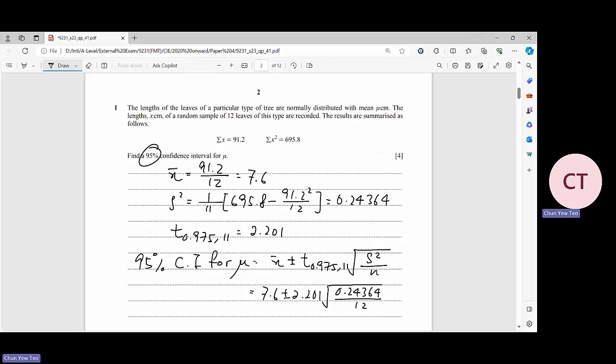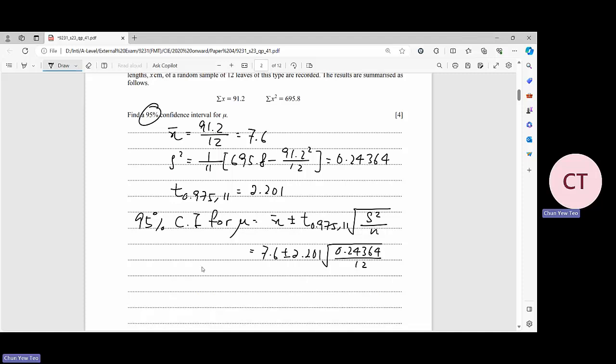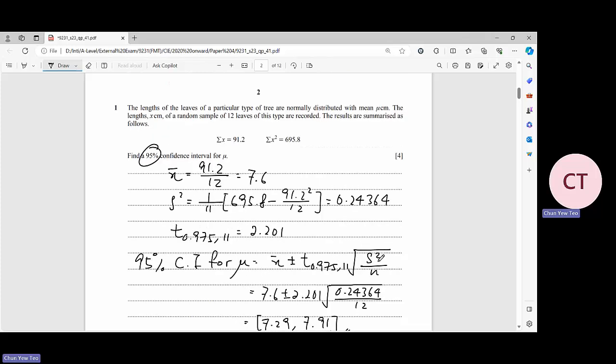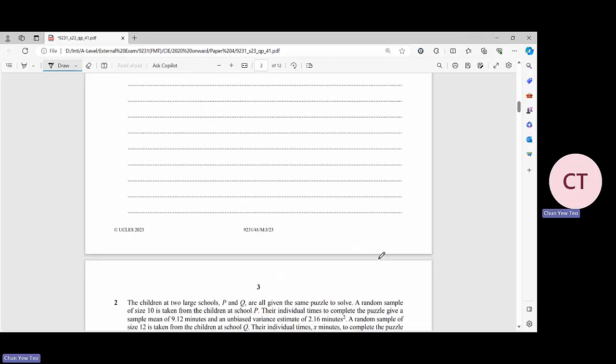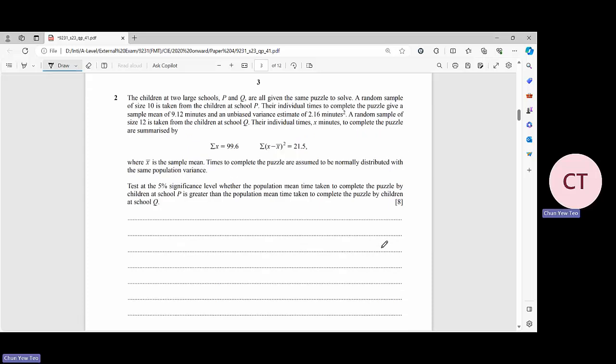Just show this value and then press the calculator and your answer will be in the interval from 7.29, leaving the answer in 3 significant figures, to 7.91 inclusive. So this will be the answer for question number 1. Done. So now we move to question number 2.